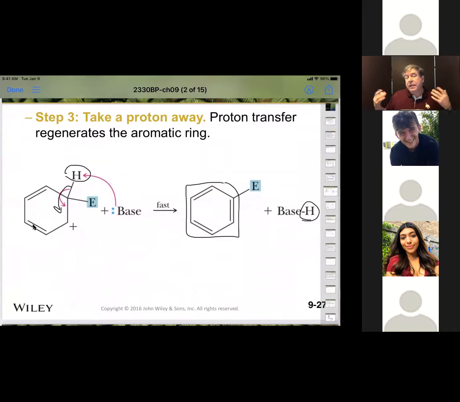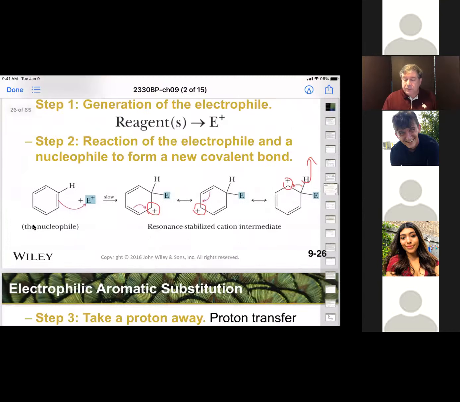It happens with any base, any Lewis base that has a lone pair can act as that base and re-aromatize the ring. Because again, the ring really wants to be aromatized, and so that is always a fast step. Now, pay attention to the fact that we have this positive charge moving around. This plays a critical role in where the attack is going to happen once we have a substituent on the ring. And we'll talk about that today.